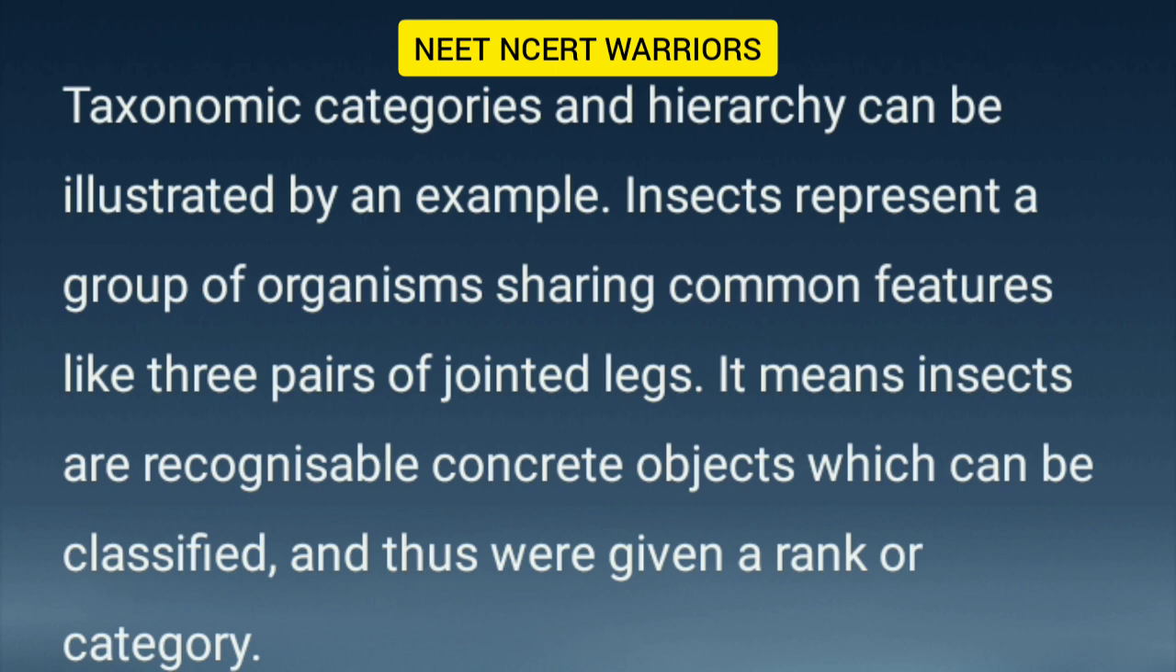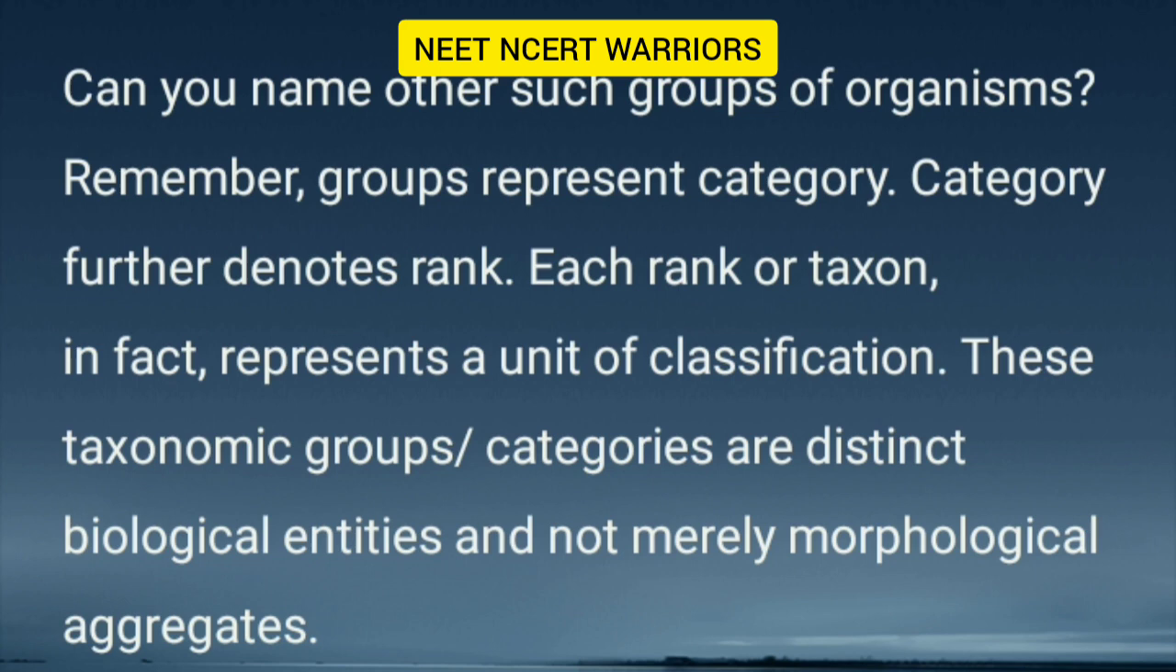Insects represent a group of organisms sharing common features like three pairs of jointed legs. It means insects are recognizable concrete objects which can be classified and thus were given a rank or category. Can you name other such groups of organisms? Remember, groups represent category. Category further denotes rank. Each rank or taxon in fact represents a unit of classification. These taxonomic groups, categories are distinct biological entities and not merely morphological aggregates.